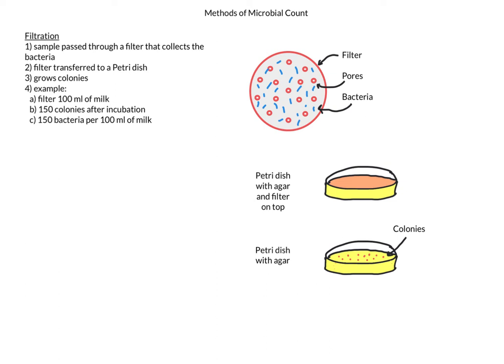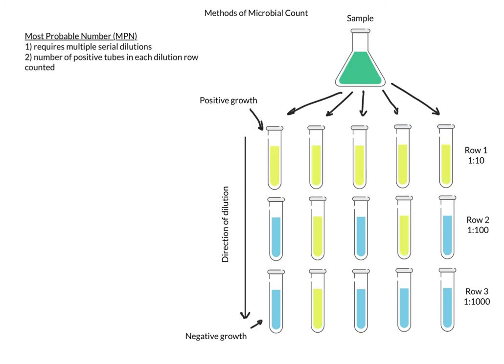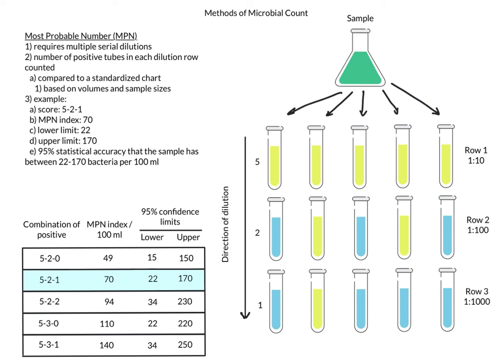A third technique is what we call the most probable number count. Here, multiple serial dilutions are completed, and after incubation, the number of positive tubes within each set of the serial dilutions are then counted and compared to a standardized chart for the approximate volumes and sample sizes. In our example here, the score is 521, and if we were to look at the table, we would have a MPN index of 70 with a lower limit of 22 and an upper limit of 170. This means that with a 95% statistical accuracy, we can say that our sample will have between 22 and 170 bacteria per 100 ml, with 70 being the most probable number.